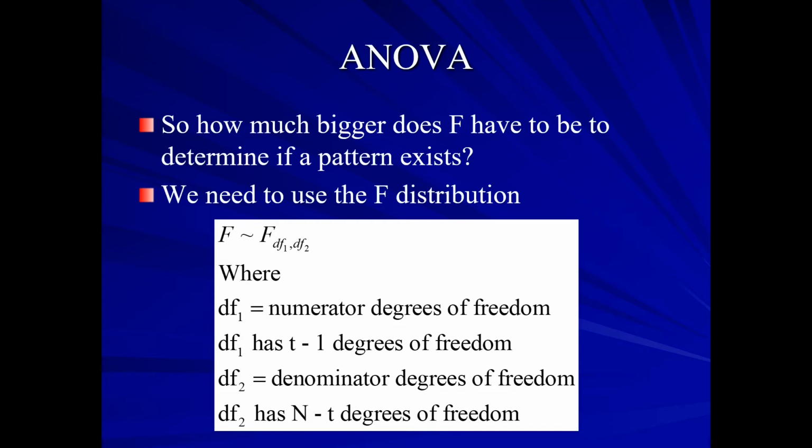So we need to know how much bigger F needs to be to determine if a pattern exists. And so for this, we're going to use our F distribution, where F is distributed with numerator degrees of freedom df1 and denominator degrees of freedom df2. Remember, F is a ratio. And so it's going to have degrees of freedom in the numerator, which are our treatment degrees of freedom, t minus 1, and degrees of freedom in the denominator, which are our error degrees of freedom, n minus t.